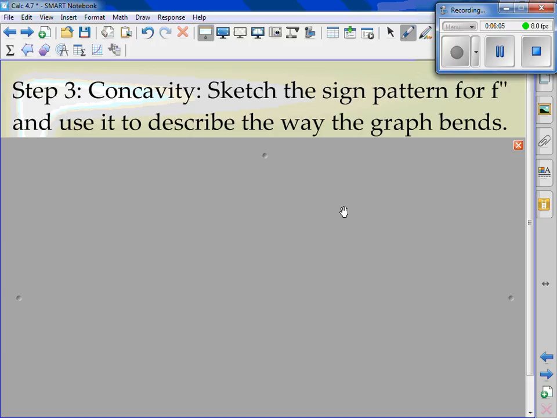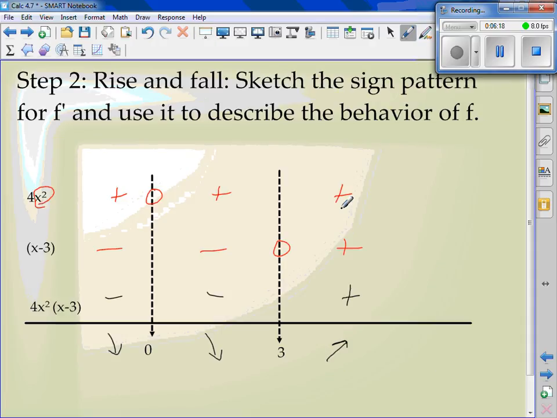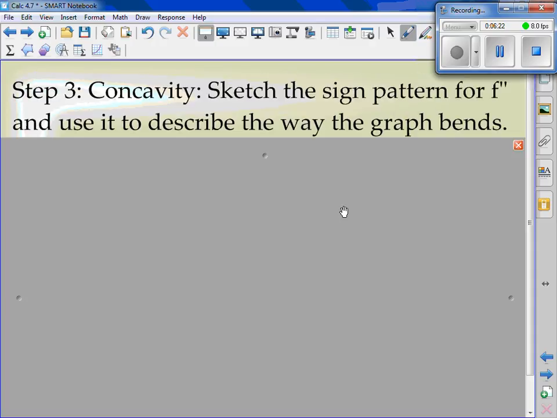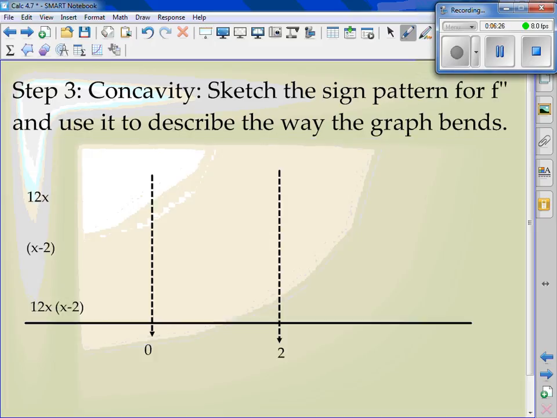Now we're going to sketch the sign pattern for f double prime and use it to display the way the graph bends. This is different. Normally you would just do the first derivative test, make the sign chart, and that's it. But to tell if it's concave up or concave down, we need to do the exact same thing for the second derivative. So you're going to do this for the first derivative, and you're going to do it for the second derivative.